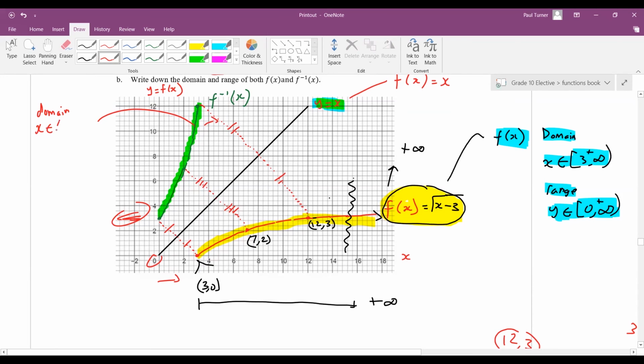X is a member of 0, and then up into infinity, like that. That's your domain. What about your range? So this is kind of review, so hopefully it's helpful. So now the range refers to the y direction, the y-axis.